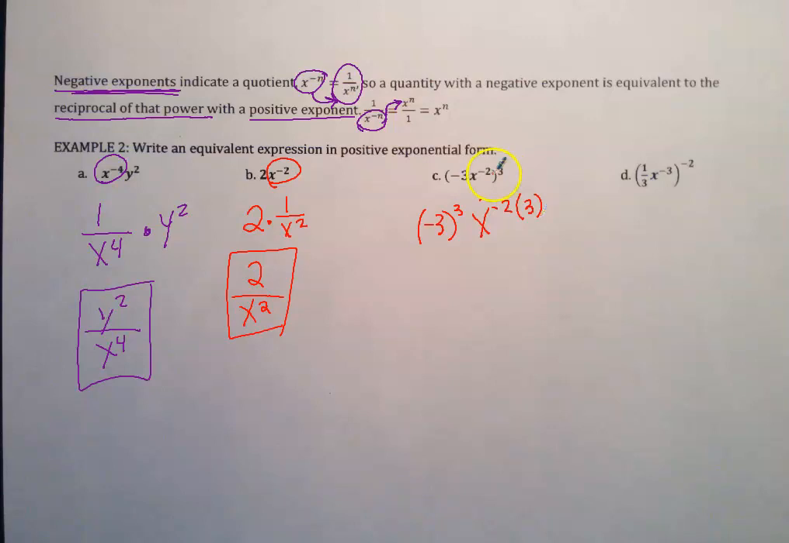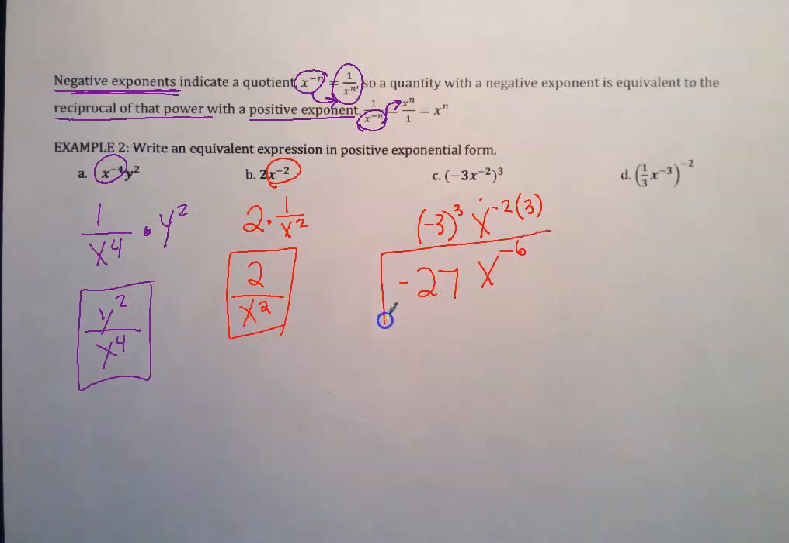Because remember, when it's a power to a power, we multiply it. So that's going to be x to the -6. Not -9. -3 times -3 is a +9, but we have to do another times 3 because it's cubed. 9 times negative 3 is a negative 27.